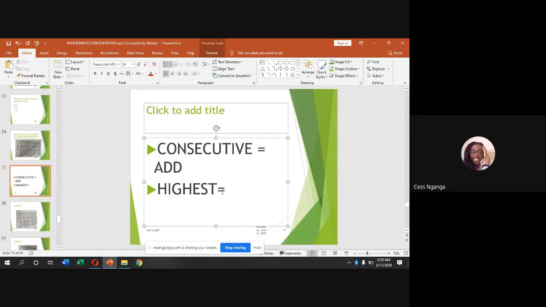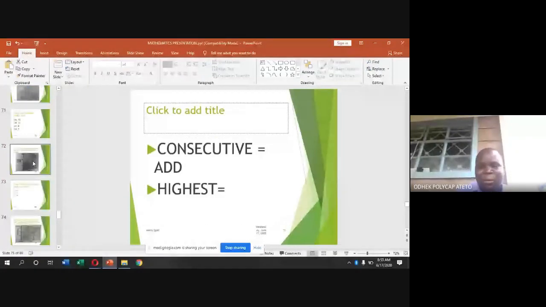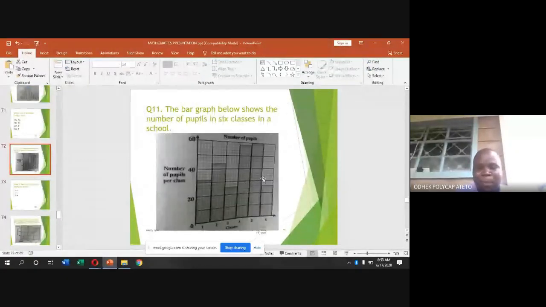If you are asked the lowest, do the same. Just look at the bar graph and see which one is the lowest. Which day was the highest? Or which class has the highest number of pupils?